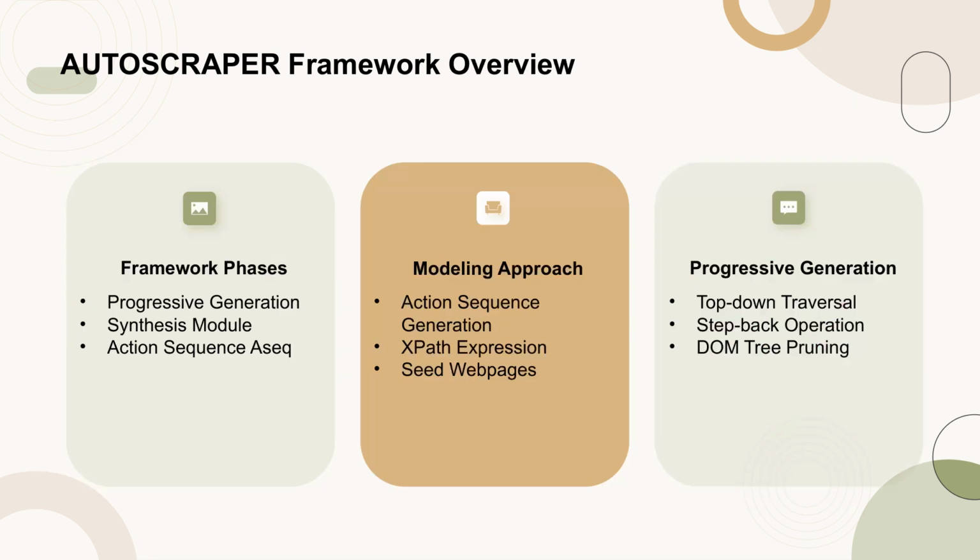The AutoScraper framework is designed to generate a scraper for extracting specific information from semi-structured HTML. It consists of two main phases: progressive generation and synthesis. In the progressive generation phase, the framework utilizes the hierarchical structure of web pages to generate an action sequence, denoted as ASEC, which consists of a series of XPath expressions. This sequence is generated from a set of seed web pages and is used to prune the web page and extract the target element value. The progressive generation phase also employs a traversal strategy involving top-down and step-back operations to refine the DOM tree and improve the performance of the generation process.